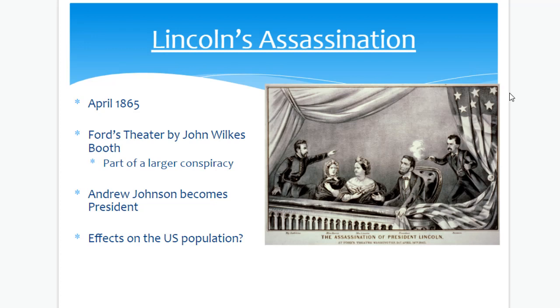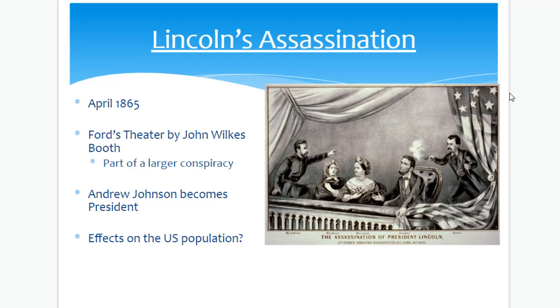So all this plan was coming into order, and all of a sudden you see the assassination of Abraham Lincoln. In April of 1865, he was at Ford's Theatre, and he was shot and killed by John Wilkes Booth. But obviously through history, we know now that it was part of a much larger conspiracy trying to assassinate the president. Andrew Johnson is going to become the President of the United States, and this is going to have lots of effects on the U.S.